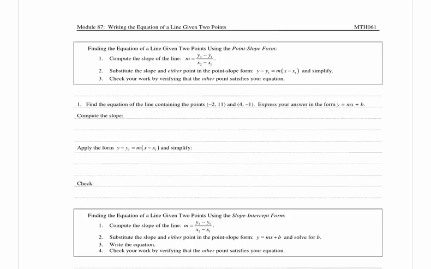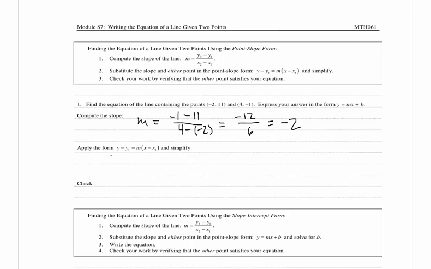So the first thing we want to do is compute the slope. So we have m is equal to y2, which is -1, minus y1, which is 11, divided by x2, which is 4, minus x1, which is -2. And I have -1 minus 11 is -12, divided by 4 minus a -2 is 6. And -12 divided by 6 is equal to -2.